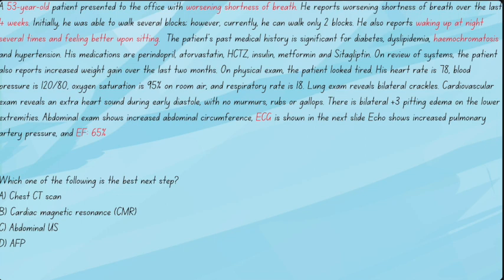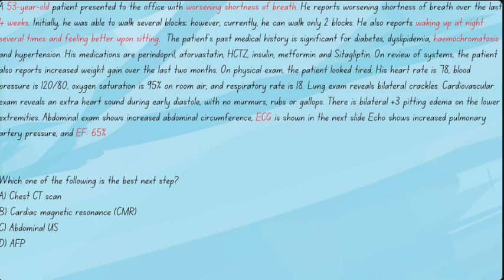The patient's past medical history is significant for diabetes, dyslipidemia, hemochromatosis, and hypertension. His medications are perindopril, atorvastatin, insulin, metformin, sitagliptin. Probably he has very advanced diabetes, so he's a vasculopath, and hydrochlorothiazide. On review of systems, the patient also reports increased weight gain over the last 2 months. So this patient might have heart failure related to coronary artery disease related to diabetes. He's pretty advanced in his diabetes.